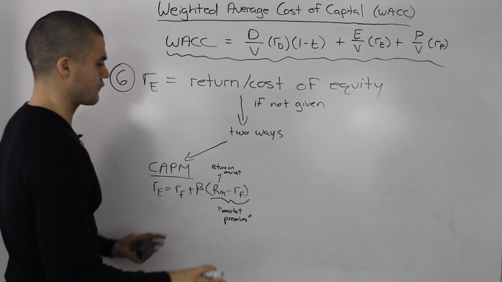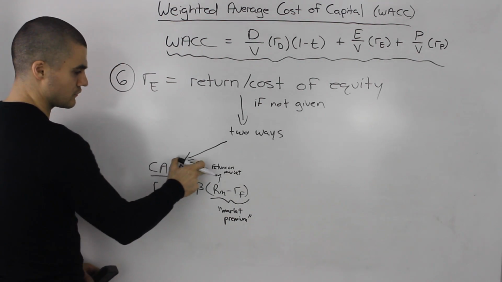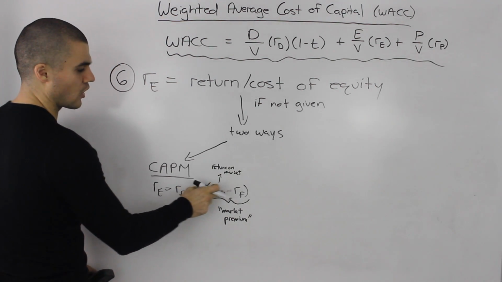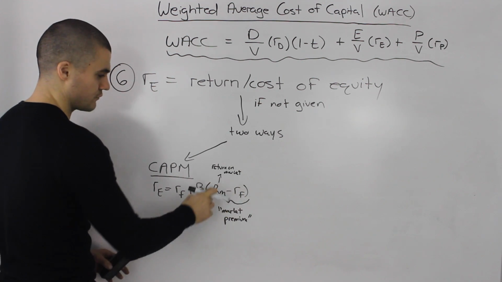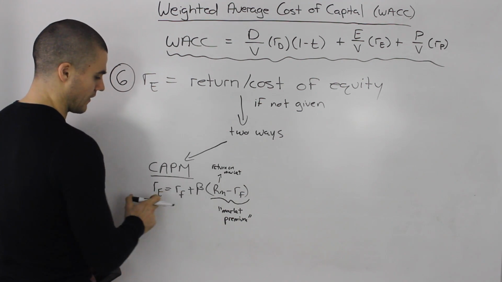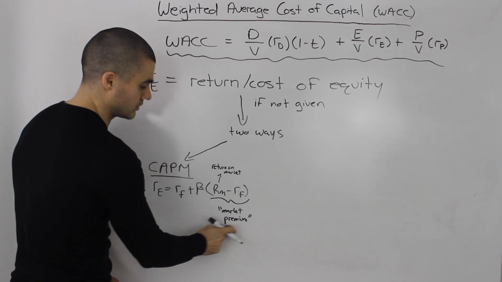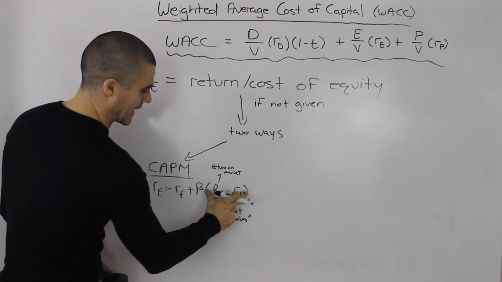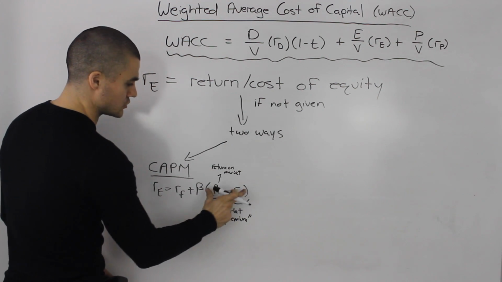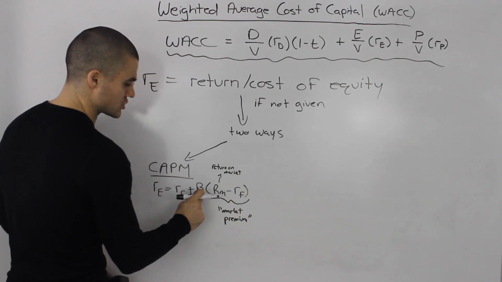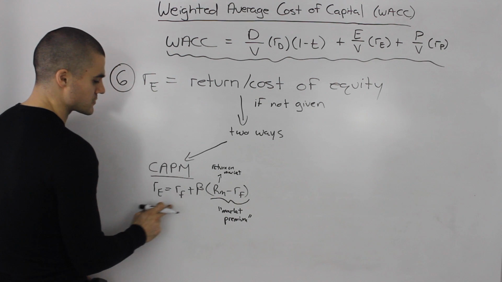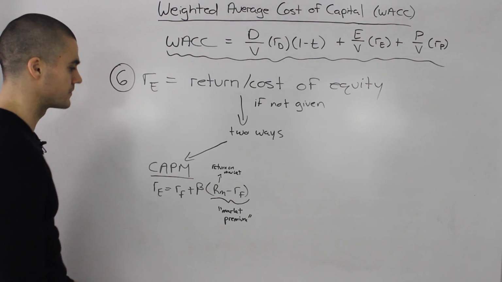All right, so be careful. If they give you the return on the market, then you plug it in for RM and you do this whole bracket yourself. You minus the risk-free rate and then calculate the return on equity. If they give you the market premium, you look for this word premium. That's that whole bracket. And then you just take that, whatever that number is, and you just multiply it by the beta, add it to the risk-free rate to get your return on equity.